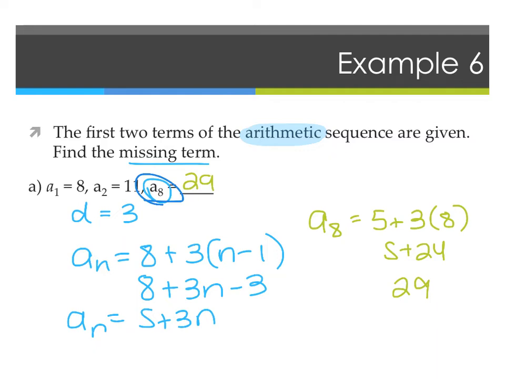So depending on how many jumps there are from where you're at and where you want to go, it might make more sense to just keep adding d. If you're jumping a bunch, it would make more sense to find a sub n first. Or if it says find a sub n and then find the rest, then obviously you would come up with your equation first and then plug it in.